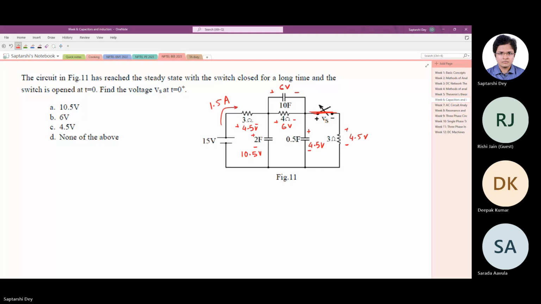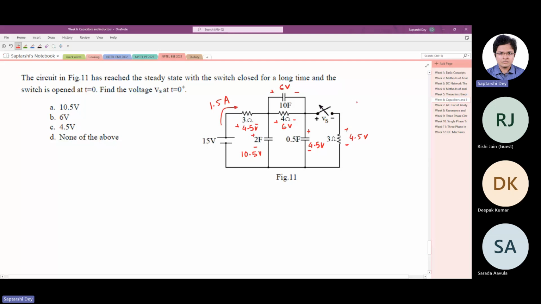Okay. Now the question is, the switch is open at the voltage Vs at t equals 0. Right. So voltage Vs means now the switch is opened.